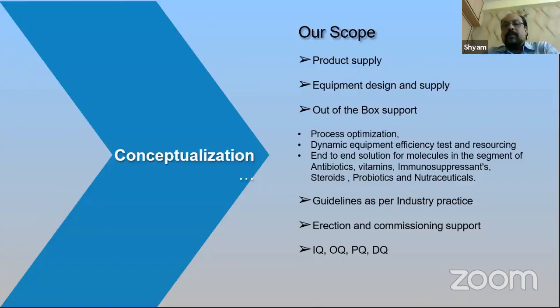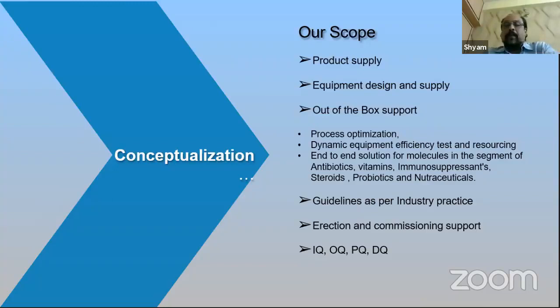with the concept of the dynamic equipment efficiency method. Nowadays we also provide end-to-end solutions for different molecules in the biological sectors like antibiotics, vitamins, immunosuppressants, steroids, probiotics, nutraceuticals, which means suppose some customer wants some sort of technology from us, apart from our engineering support, we like to resource and support them with the technology, which can be adapted by them as per their requirement.